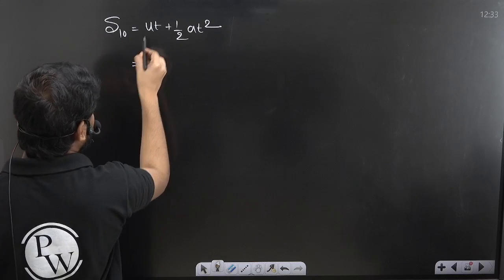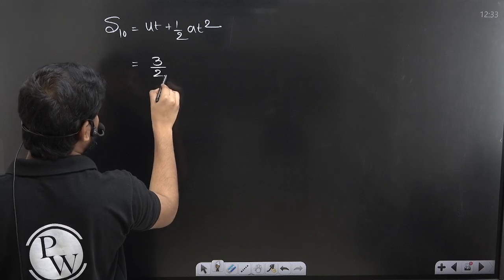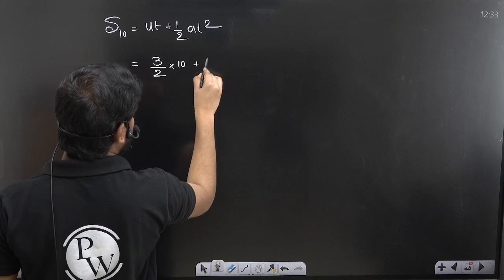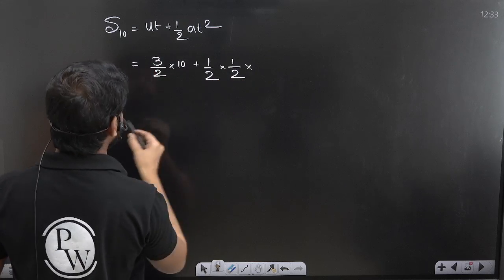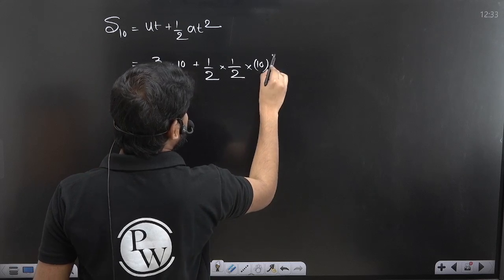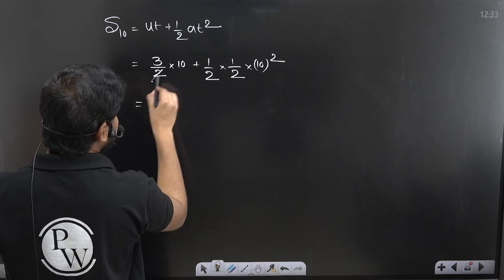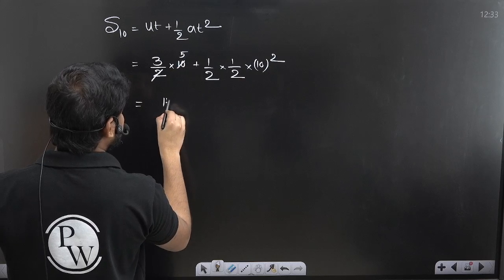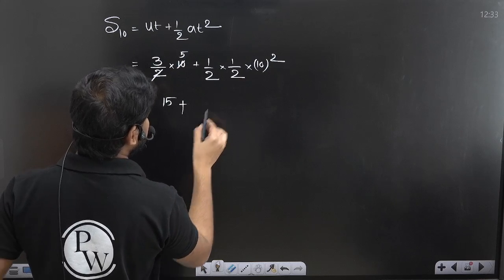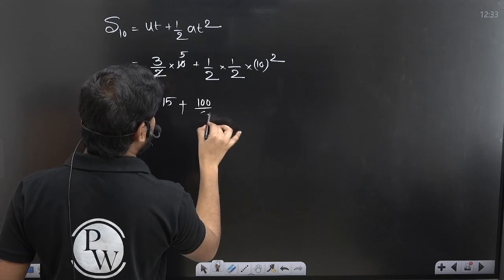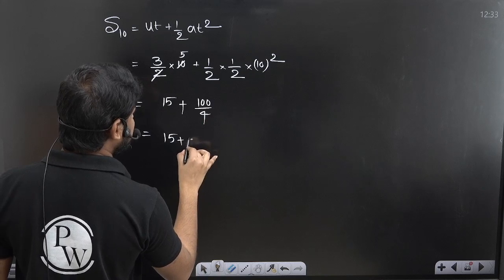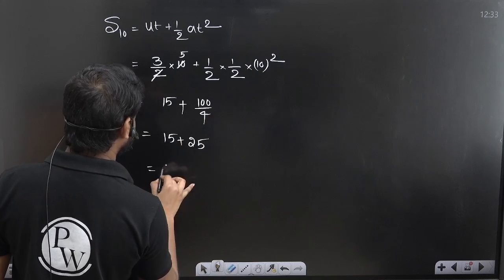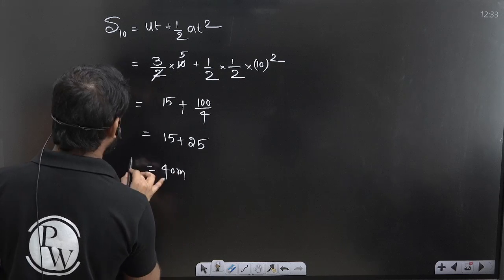Right? U is how much? 3 by 2 into time 10 plus half. A is 1 by 2 t square, so which is 10 square. So from here I can write, this is going to be 5, so 3 5s are 15 plus, this is going to be 100 by 4. Yes or no? 10 square is 100 by 4, so 15 plus this is 25. So the distance traveled is 40 meters in 10 seconds.